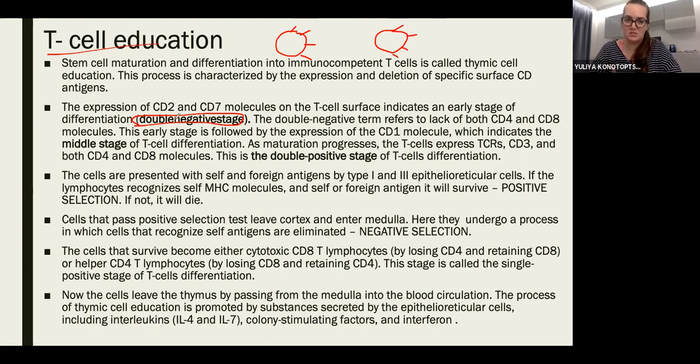Because the two CDs, which are important, such as CD4 and CD8, were not present, were not there. So that's why you call it double negative, right? The second stage is the double positive stage.